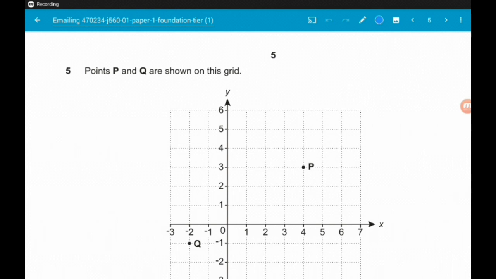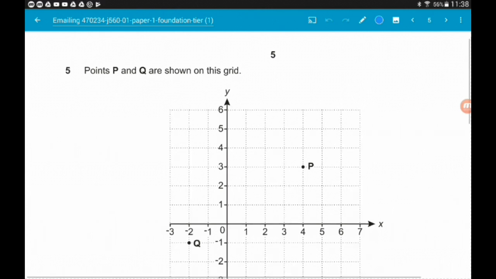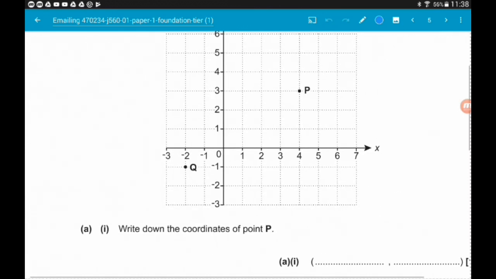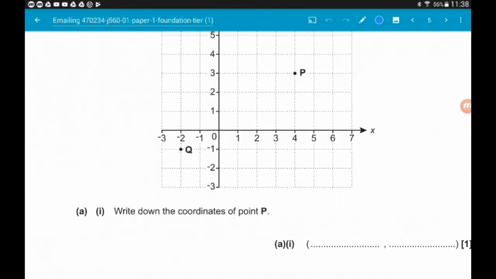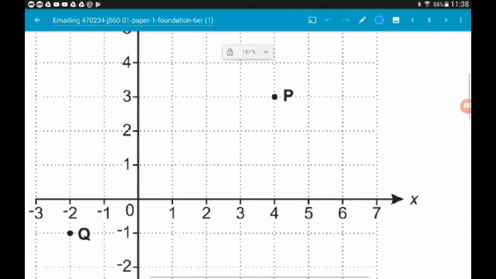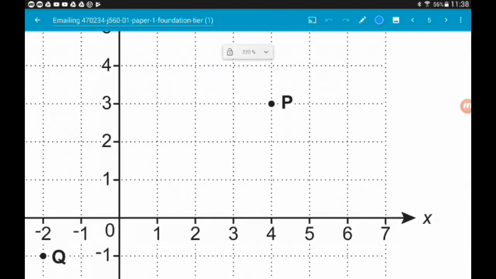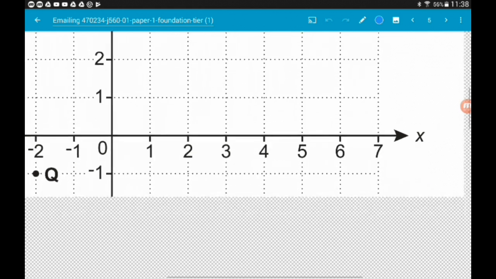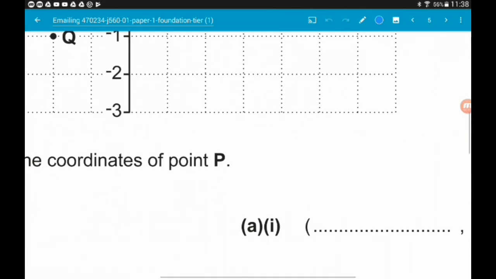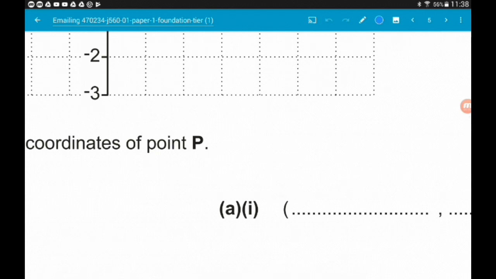Okay, question 5, we've got some coordinate fun. We've got points P and Q on the grid. Part 1 of question A asks us to write down the coordinates of point P. Remember, coordinates go along the corridor and up the stairs. So our x coordinate is 4, our y coordinate is 3. So it's (4, 3).